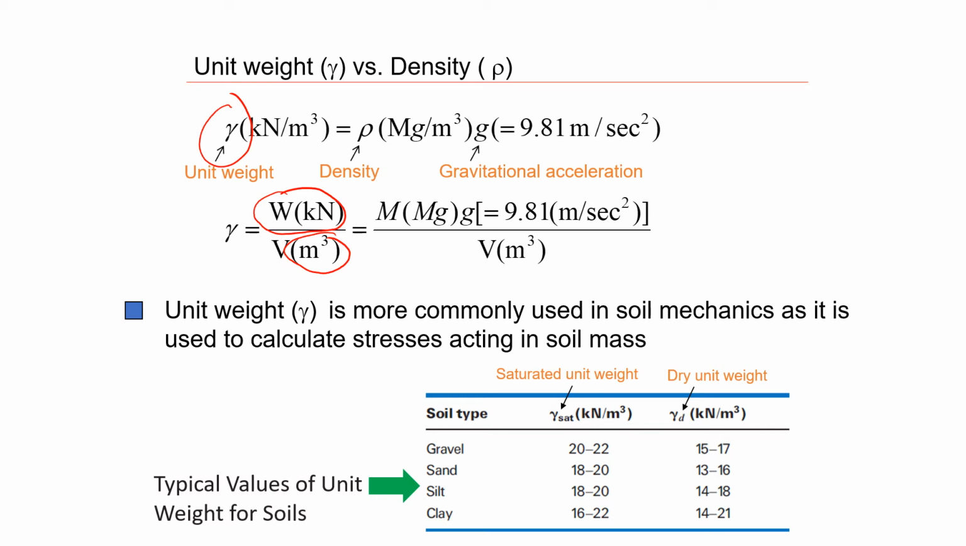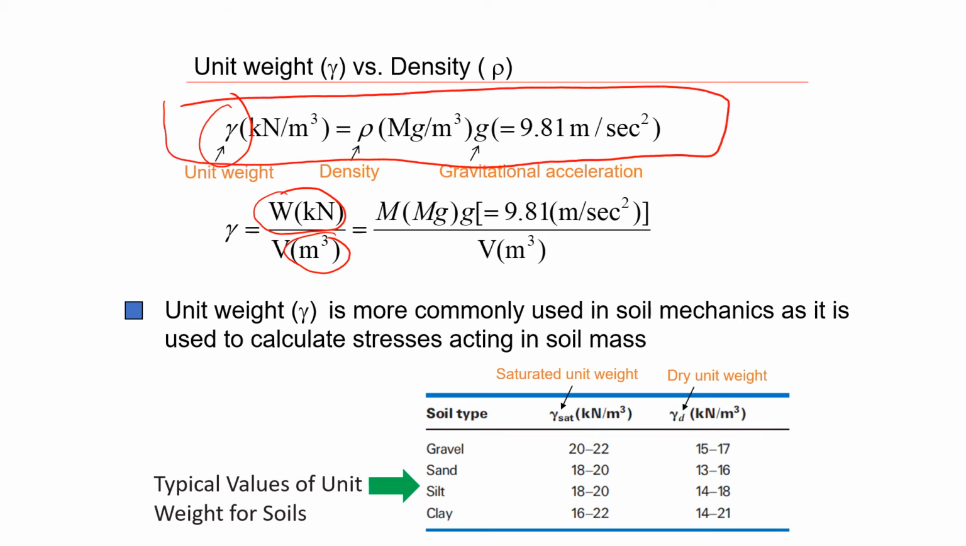To convert the unit weight to density, we will use this equation. If we know the density of soil, we will multiply it by the gravitational acceleration, which we assume is 9.81 meters per square second. And then we're going to obtain the unit weight in kilonewtons per cubic meter.